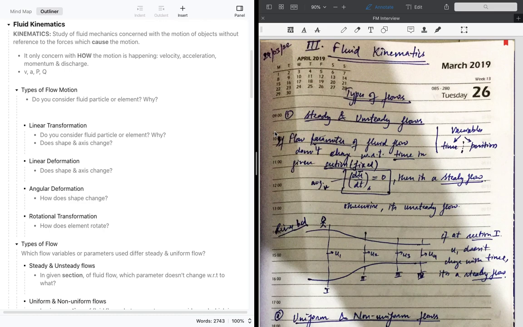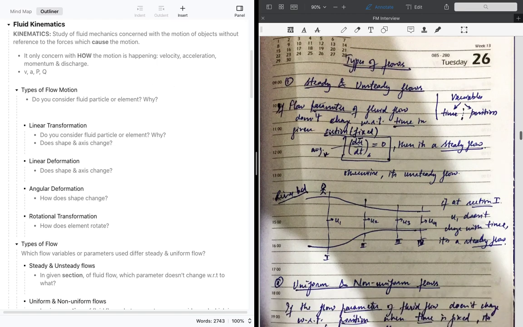Kinematics for interview preparation. So, what is kinematics? Kinematics is a study of fluid mechanics concerned with the motion of the objects without reference to the forces which cause the motion. So, in this study, we are not concerned about what causes the motion of the fluid. We are only concerned with how the motion is happening, which basically needs velocity, acceleration, momentum, and discharge.